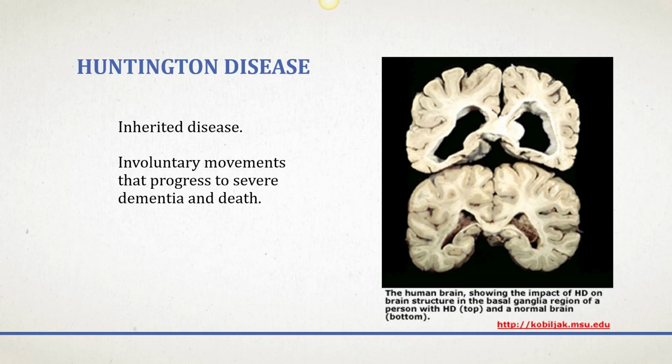Huntington's disease is another disease that has to do with brain degeneration. In the case of Huntington's disease, this is an inherited disease. You have involuntary movements that progress to severe dementia and death, but it's due to an accumulation of this protein called Huntington, and that is an inherited disorder.